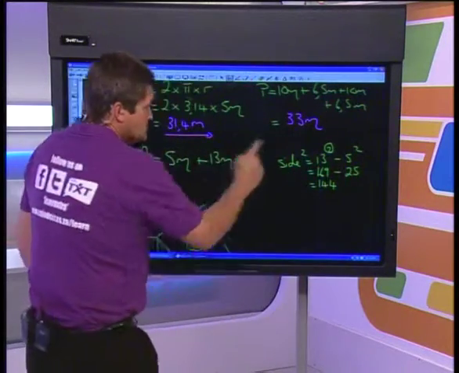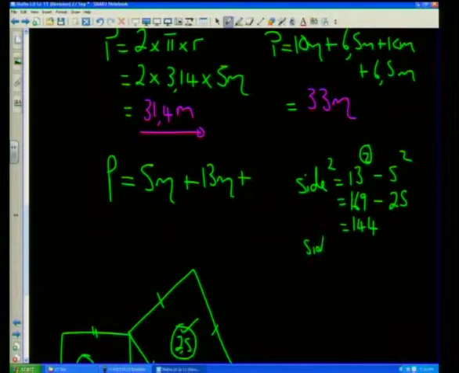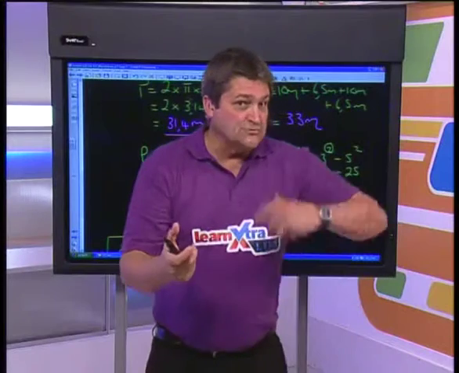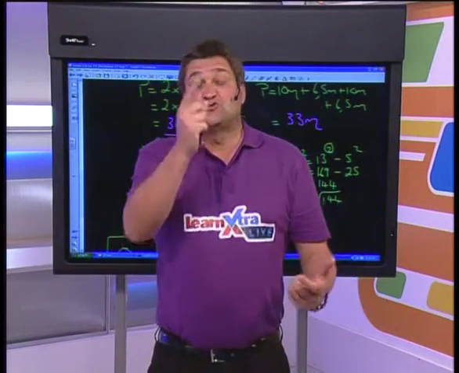Now, what have we found? Guys, we have not found the length of the side. We have found the area of that box. So how do we find just the side? We're going to square root 144. So I say to myself, what times what gives me 144? And my answer is going to be 12.